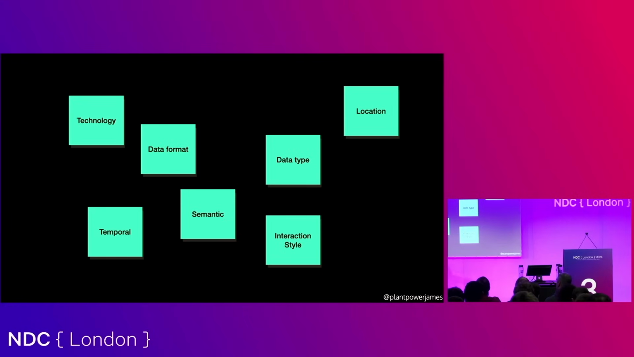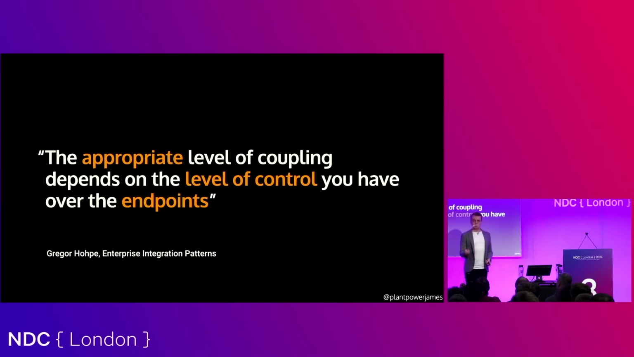And of course, you need some coupling. Without coupling, it will be really hard to make these microservices actually do anything. And there's an appropriate level of coupling to aim for. And I really love this quote from Gregor Hohpe. An appropriate level of coupling depends on the amount of control you have over the endpoints.